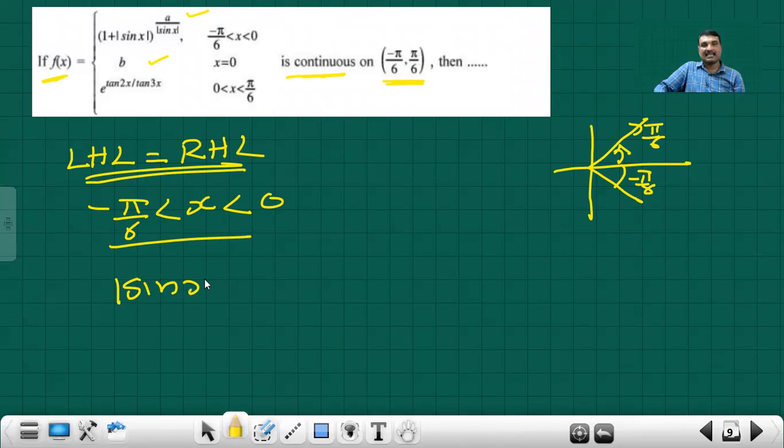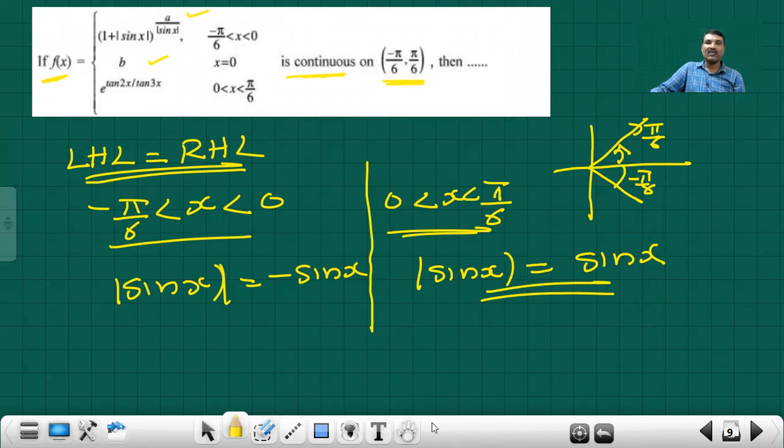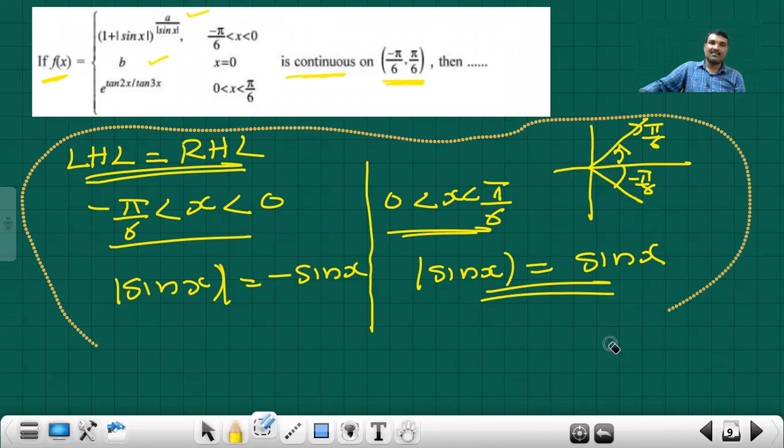mod sin x is equal to minus sin x. And in the interval 0 less than x less than pi by 6, this is the first quadrant, mod sin x can be written as sin x. Now we can apply this. So this is the condition we are using.